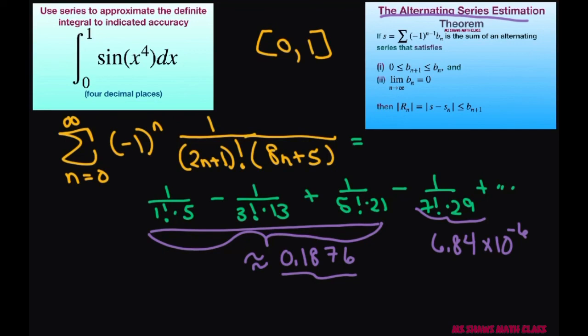So by the alternating series estimation theorem, our answer is going to be 0.1876.